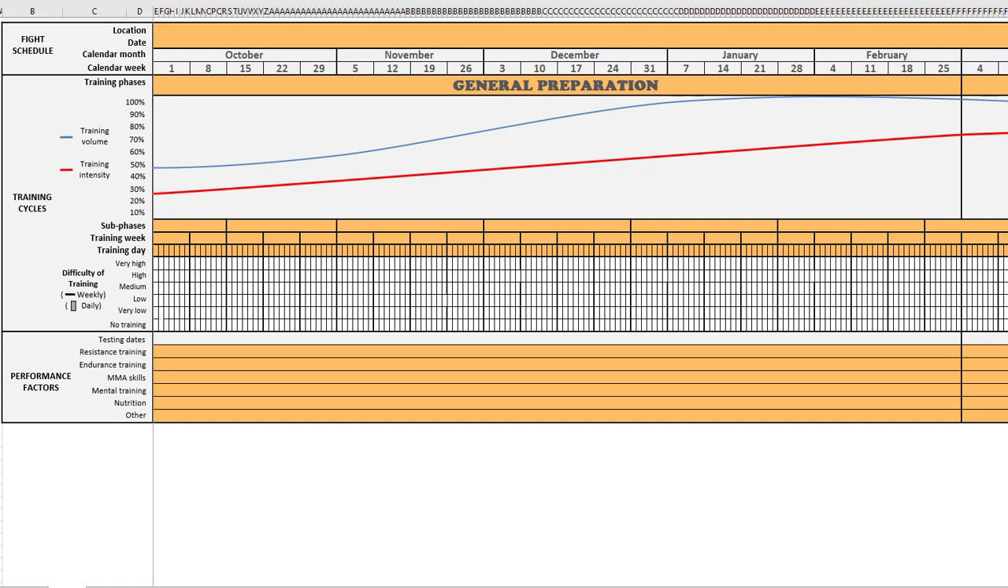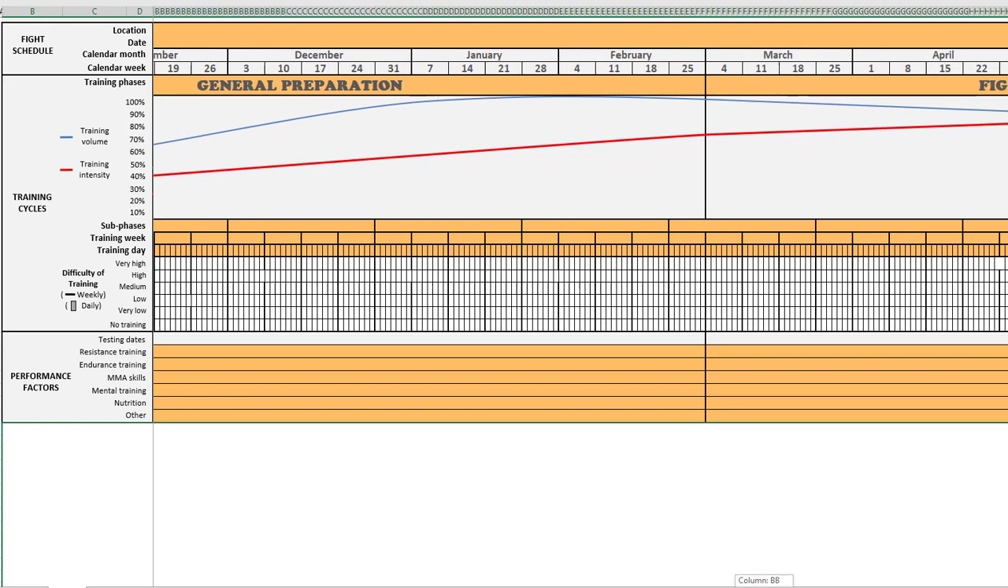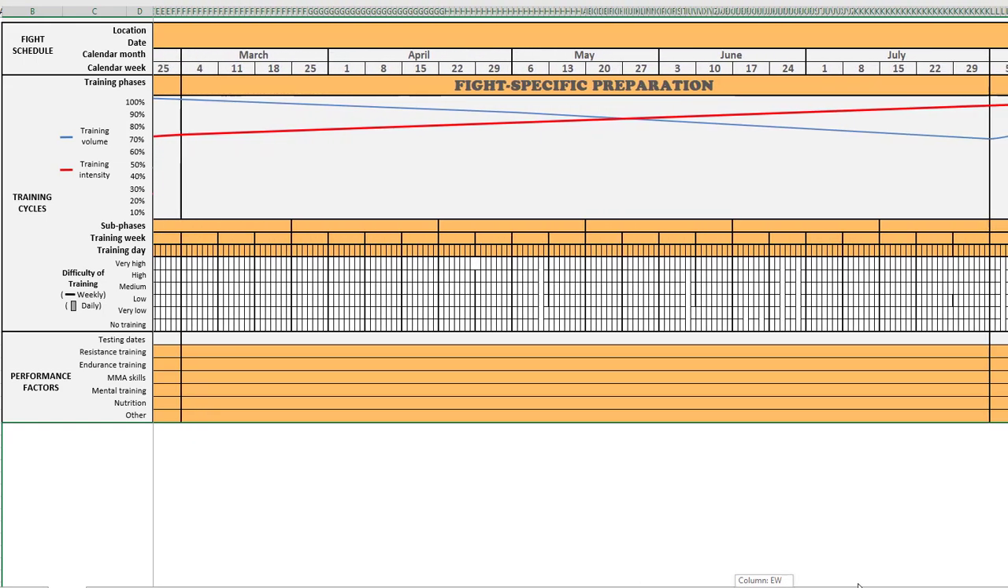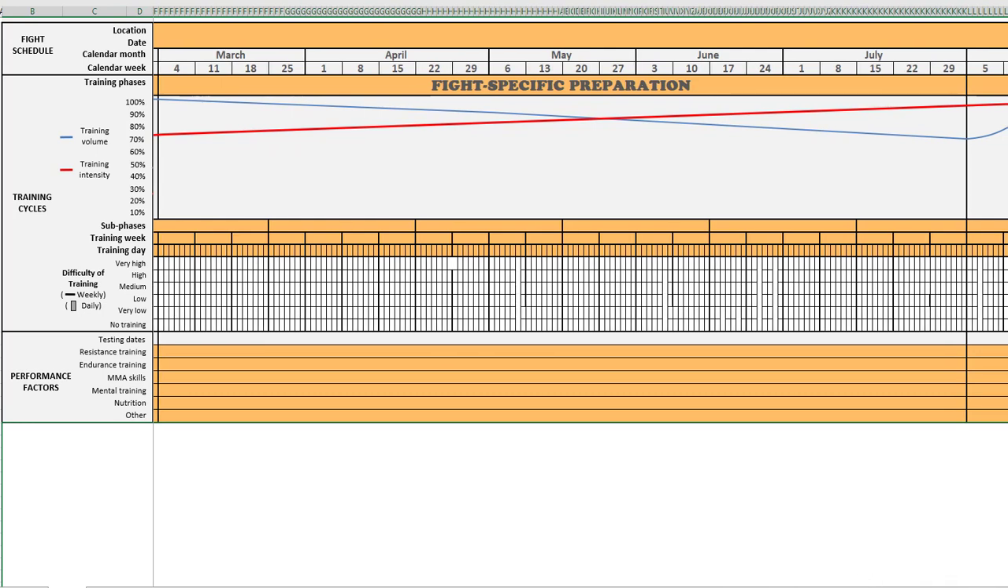Okay, let's move over to the fight specific phase. For the fight specific phase, you should place a blue dot around the 70% mark at the end of the phase, and then connect the last two blue dots together. And similarly, you should place a red dot around the 95% mark at the end of this phase, then again, connect the last two dots together. And so what you'll notice is that there's this inverse relationship between training volume and training intensity, and they cross over at about the halfway mark of this phase.